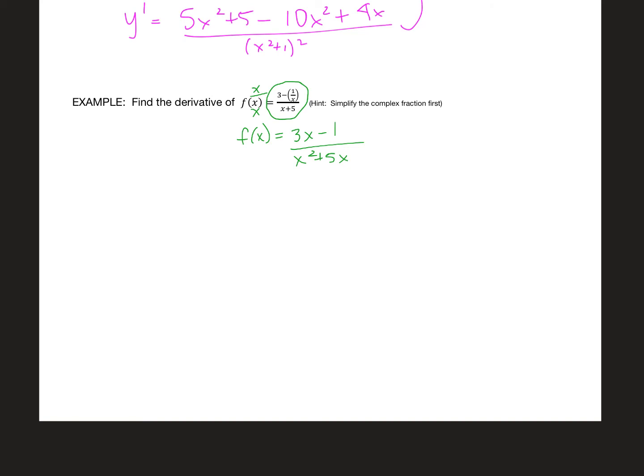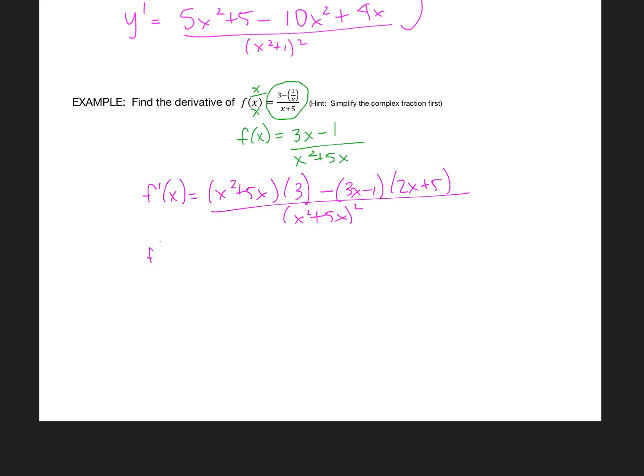I'm going to switch colors, and now I can go ahead and do the derivative. This is definitely a quotient, so it's going to be low D high minus high D low, square the bottom, and away we go. Now again, you're never going to leave it this way. I do need to distribute this 3 over on the right, and I need to FOIL and distribute a negative.